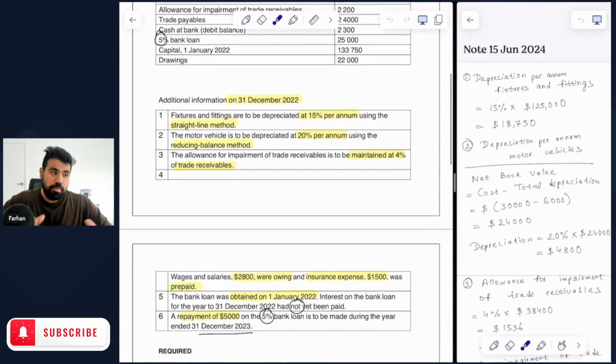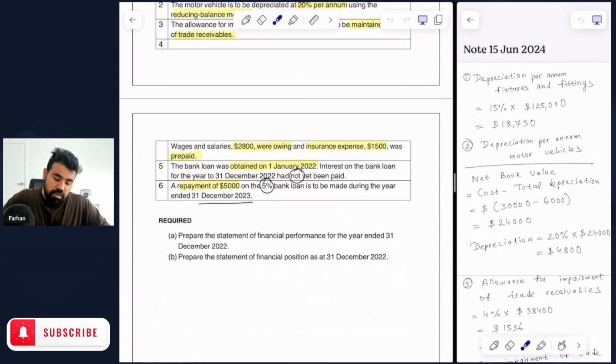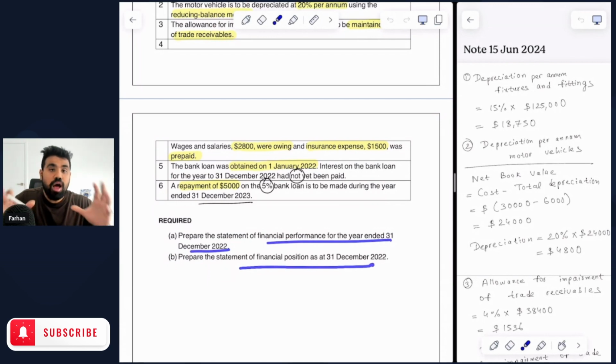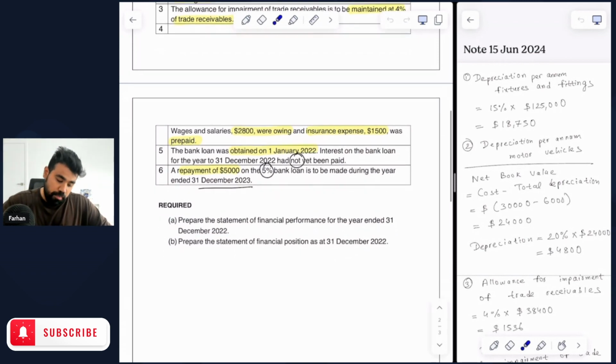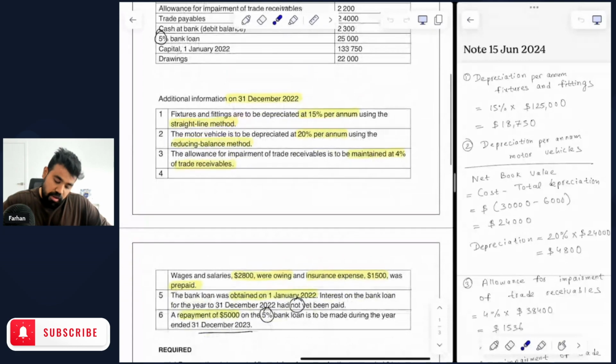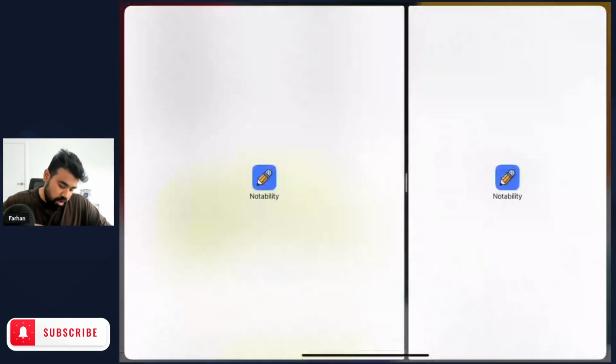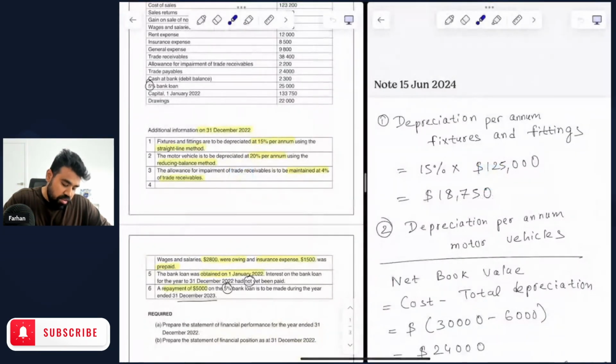We are required to prepare the Statement of Financial Performance for the year ended 31 December 2022, and then the Statement of Financial Position as of 31 December 2022. So what I'll do first is show you all the workings on the right-hand side of the screen, which you can get to see. So starting with the first additional information that we are given. Fixtures and fittings are depreciated at 15% per annum using the straight line method.